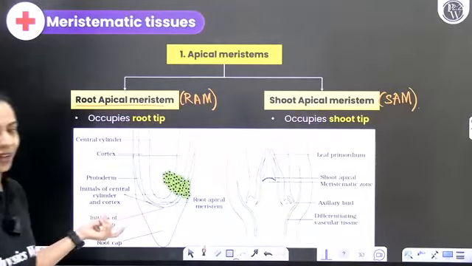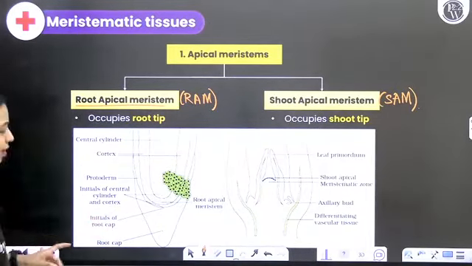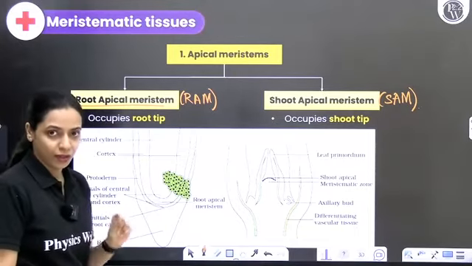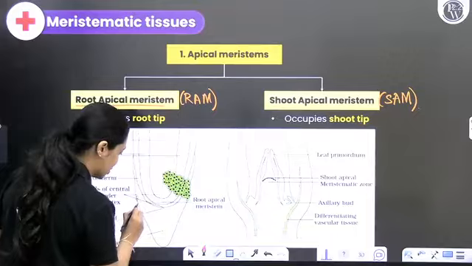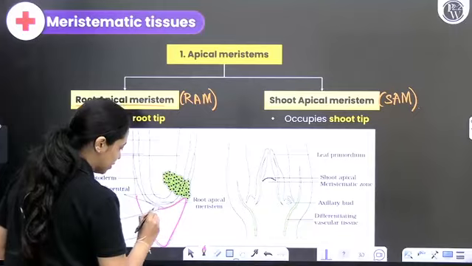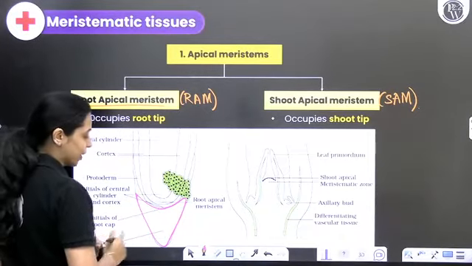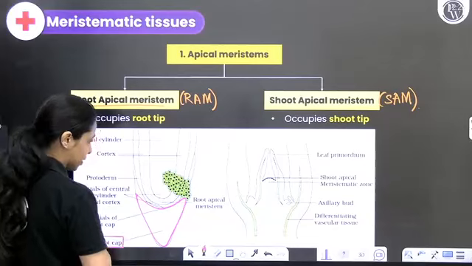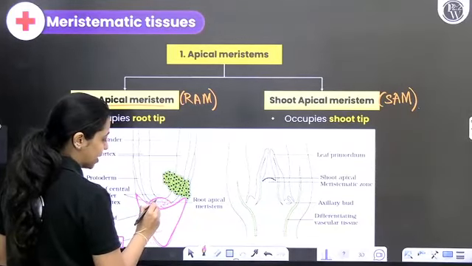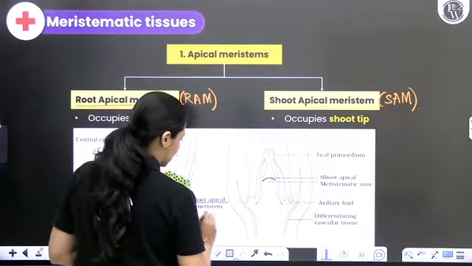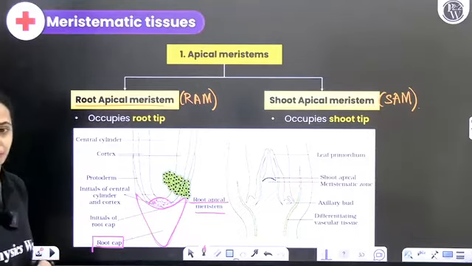This is a diagram that you have in NCERT. If you remember, when we studied about the different regions of the root, we spoke about how there is a thimble-shaped structure present at the tip of the root. We call it the root cap. Right above that, you have the meristematic region where you have the root apical meristem.